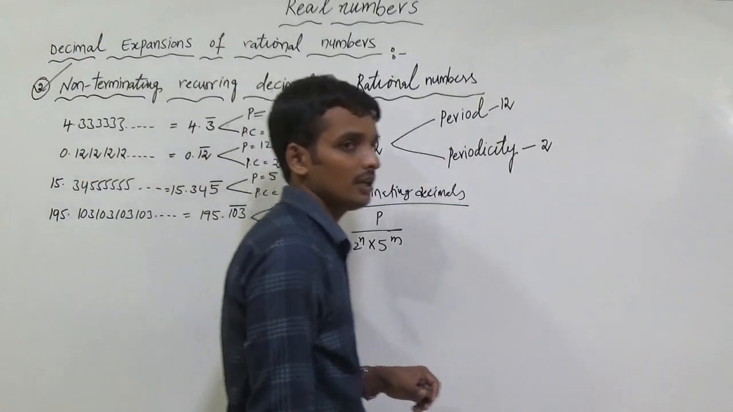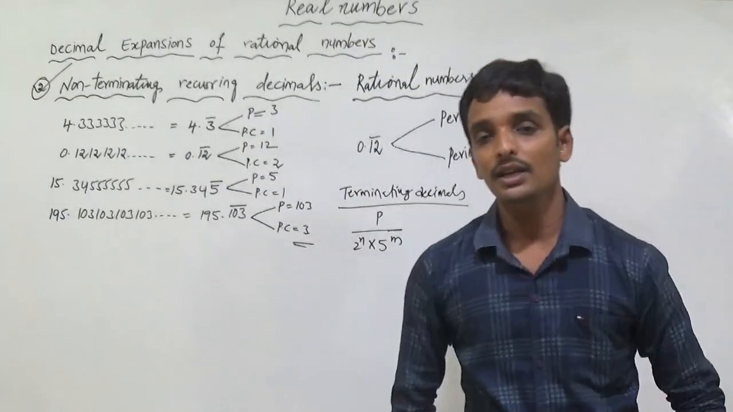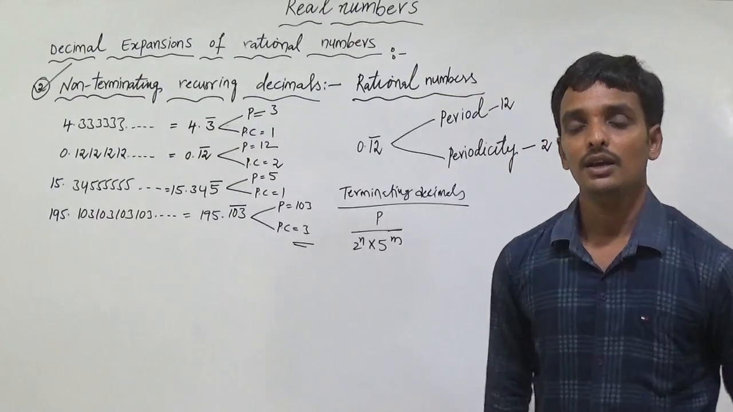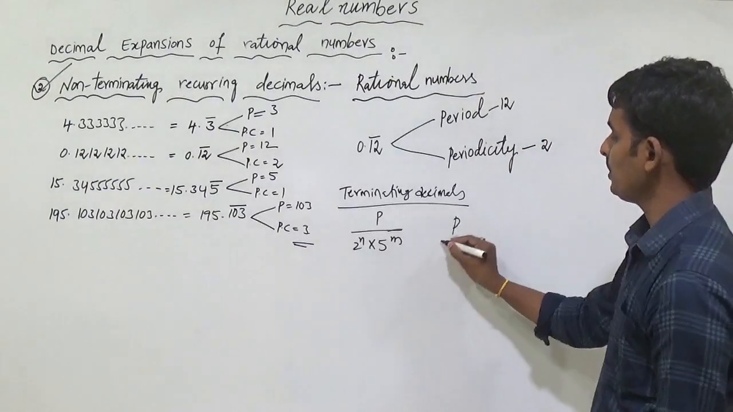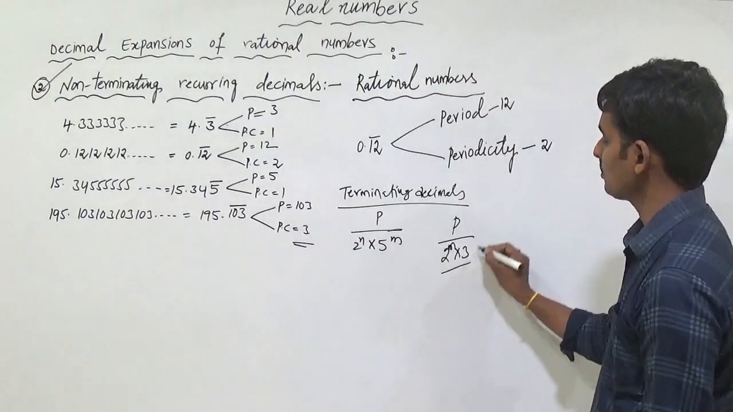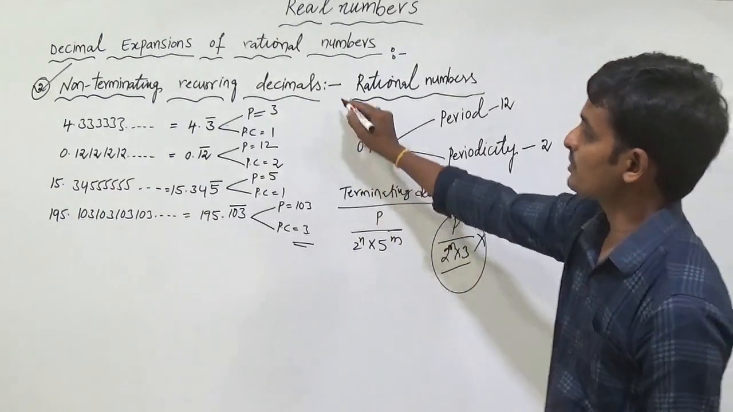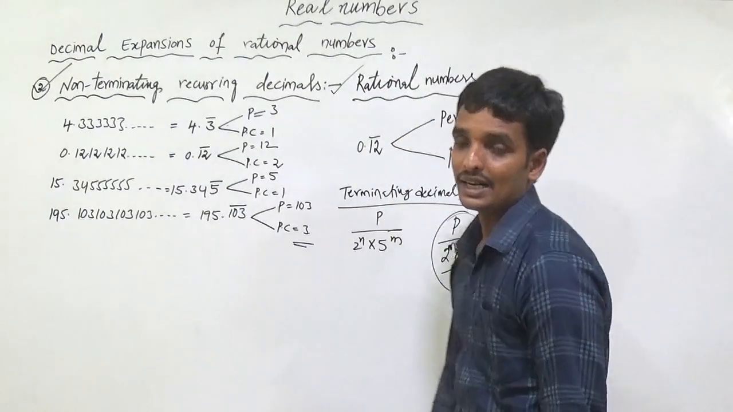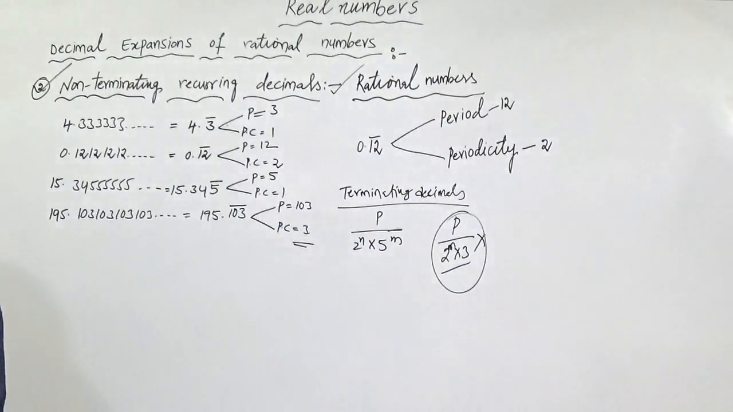If the denominator is in the form of 2 power n into 5 power m, then it is a terminating decimal. If not, for example if p by 2 power m into 3 is asked, then it is not a terminating decimal, it comes to non-terminating recurring decimal. Be careful, students.